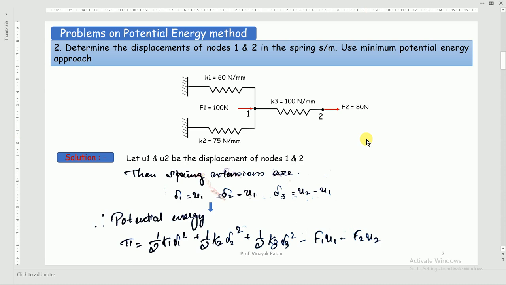Okay. So once you get that equation, what are you supposed to do next? Once you find out the potential energy function, that is pi equal to strain energy plus work potential, you will get some equation for a given system. Now, in order to have the equilibrium of the system, you have to minimize that. And we have learned about the principle of minimization of potential energy also.